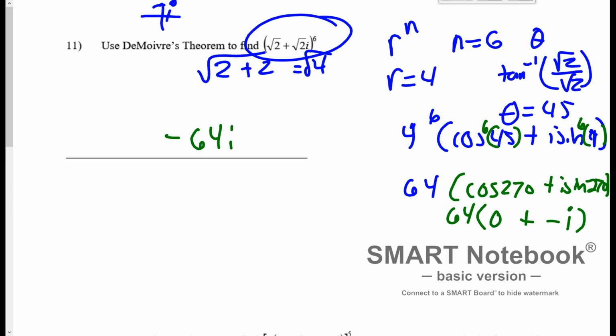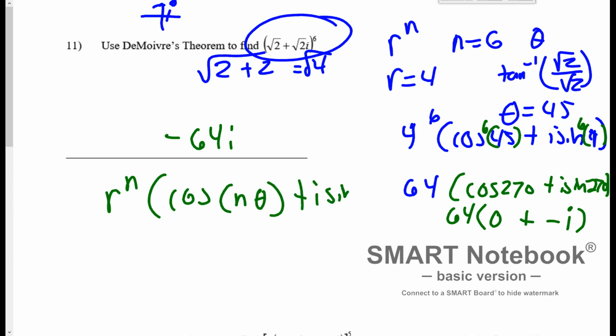Sorry about that. So de Moivre's theorem is r to the n, cosine n theta plus I sine n theta. Okay, so that's de Moivre's theorem for finding powers.